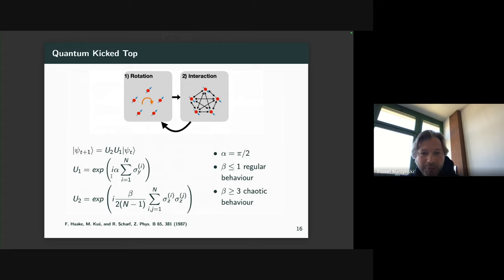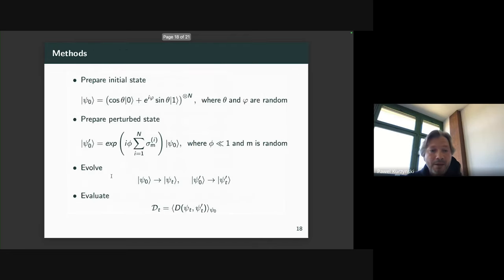And normally when we have n qubits, the dimension of our system scales as 2 to the power n. But in the symmetric subspace, the dimension scales linearly with n, which is nice, and then we could even consider huge matrices, and we were still capable of handling them numerically. So the idea is the following.